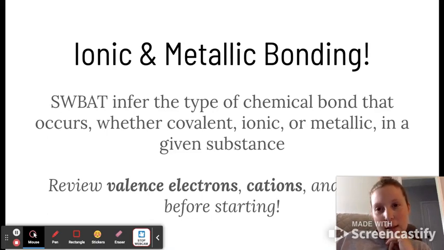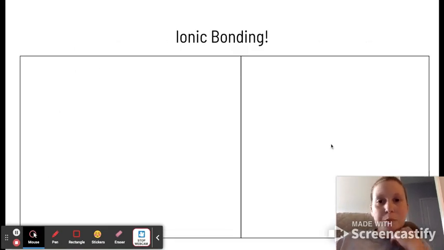Hey everyone, this is a lesson on ionic and metallic bonding. By the end of this lesson, you should be able to infer the type of chemical bond that occurs, whether it be covalent, ionic, or metallic, and we're going to focus on those last two today, in a given substance. But before you get started, please make sure to review valence electrons, cations, and anions, so that'll help make this lesson go a little more smoothly.